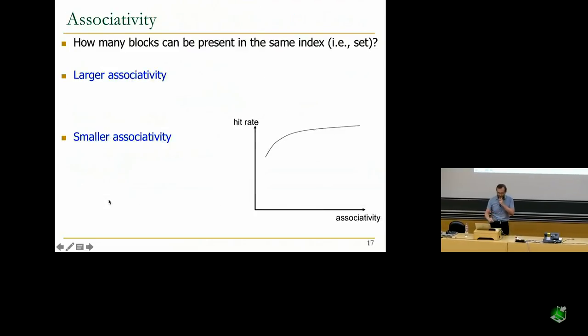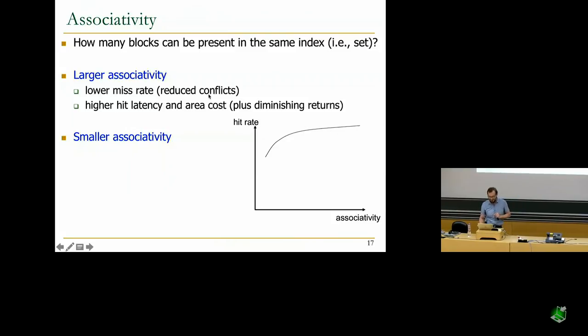Okay, we've already seen this graph, actually, associativity. How many blocks can be present in the same index? That's what associativity means, in a set. And basically, the graph looks like this. If you have larger associativity, you usually get lower miss rates. But at some point, it plateaus again. You get reduced conflicts. But you also get higher hit latency and area costs, plus diminishing returns.